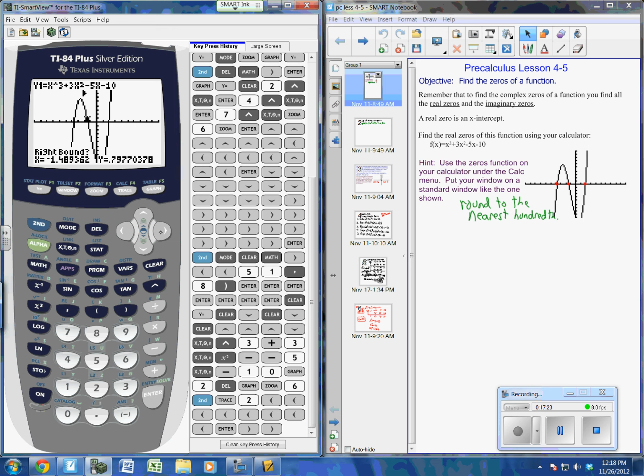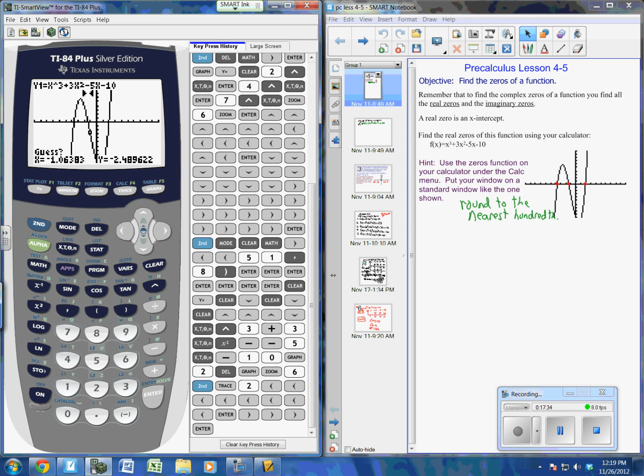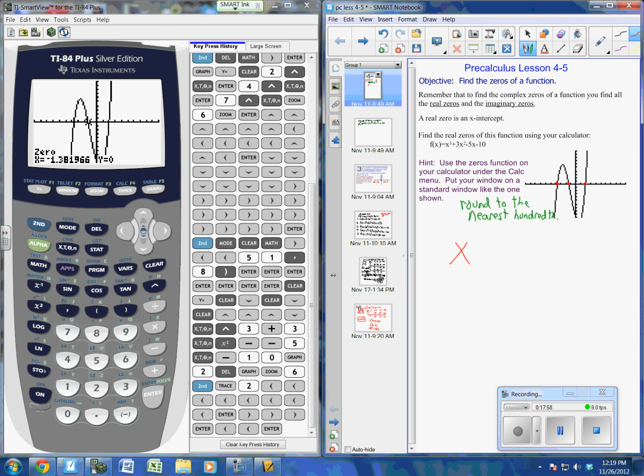Now it's asking me for a right bound. So I go to the right of where it crosses the x-axis, which is, since it's slanting down to the right, on the right. And there is my other point to mark my x-intercept, okay? And then ask me for a guess. So I go back close to where it crosses the x-axis, and then I hit enter. And it shows me that my zero is at negative 1.38. Remember, round it to 2 decimal places. So x equals negative 1.38.